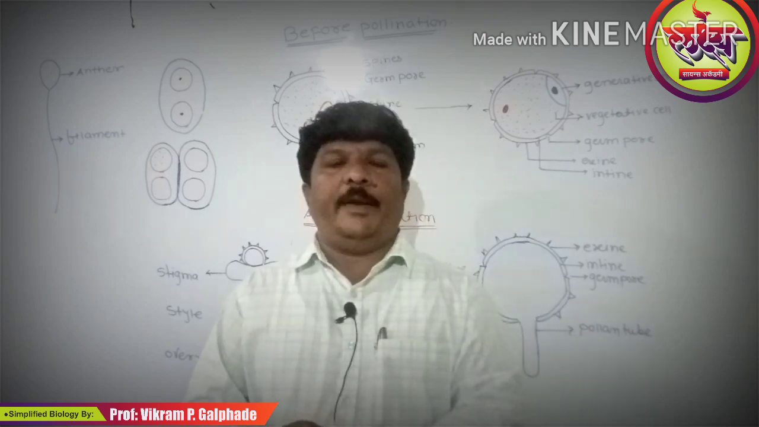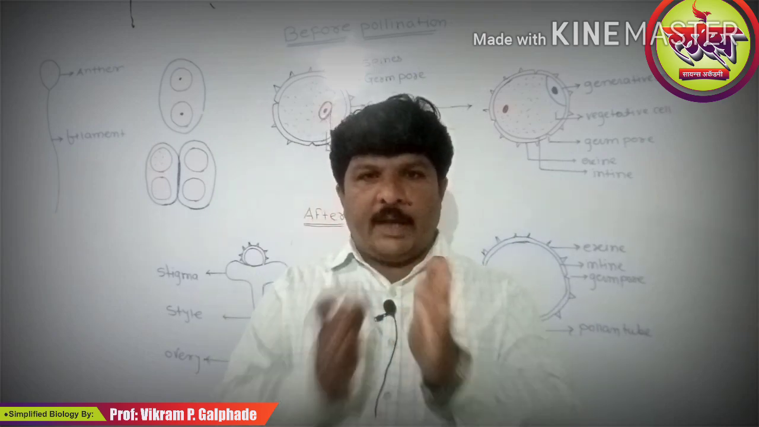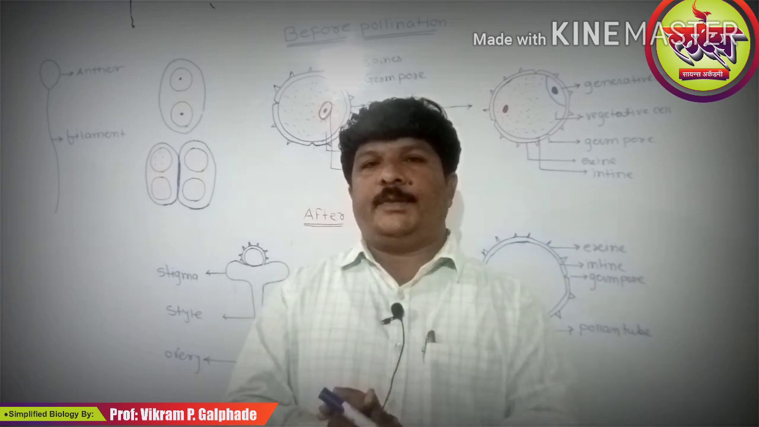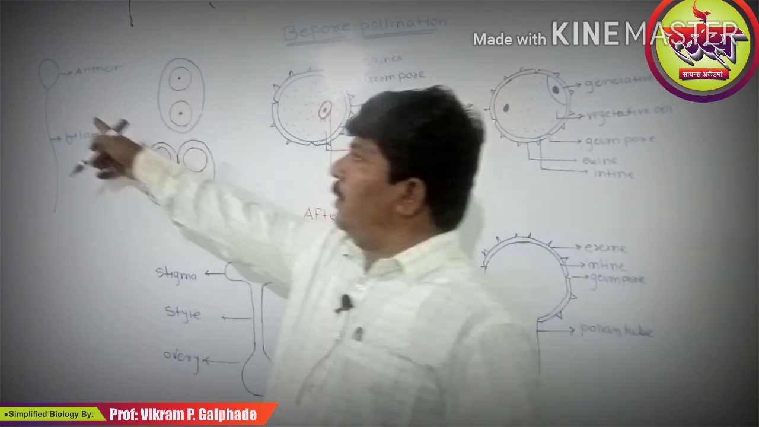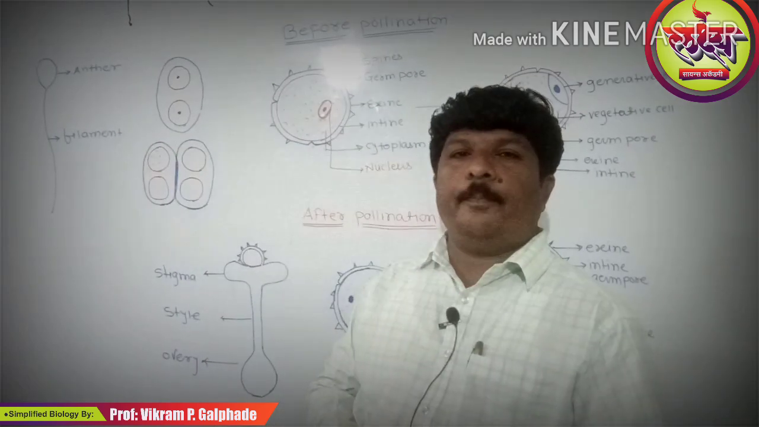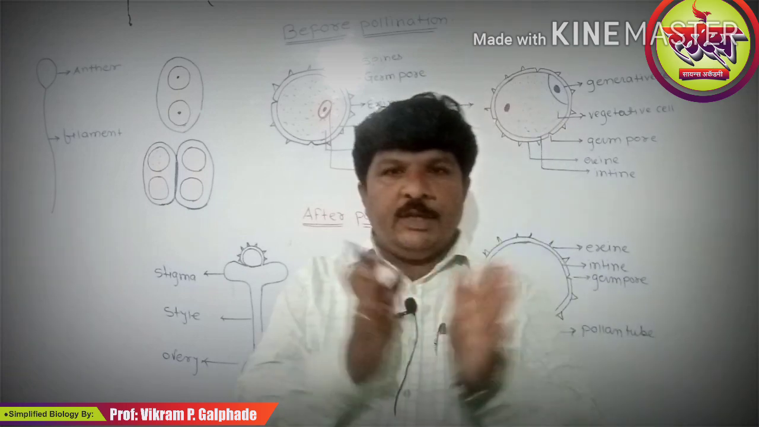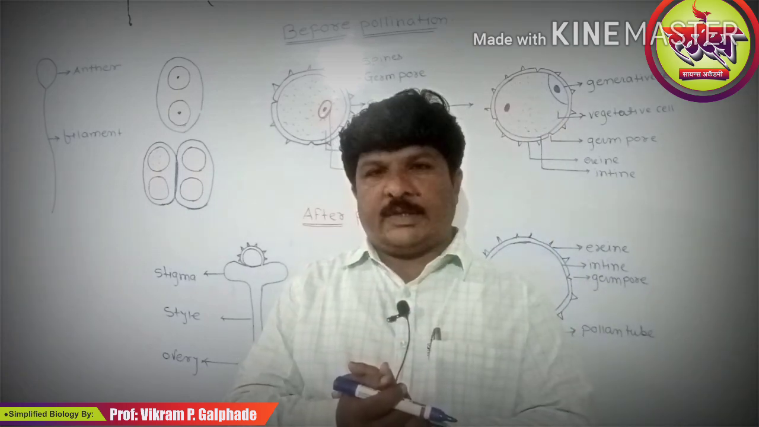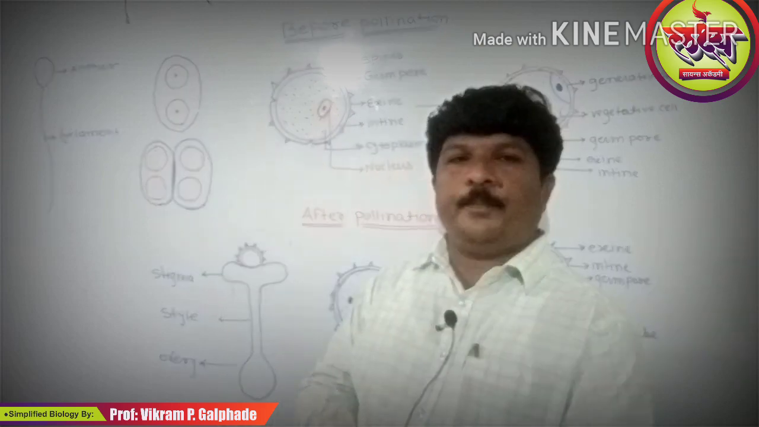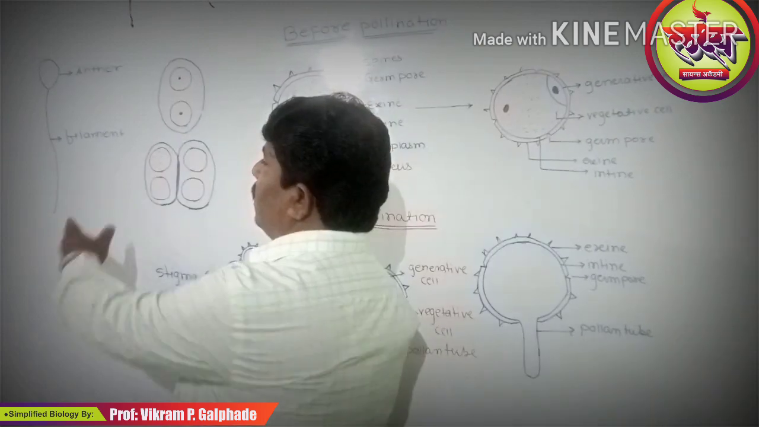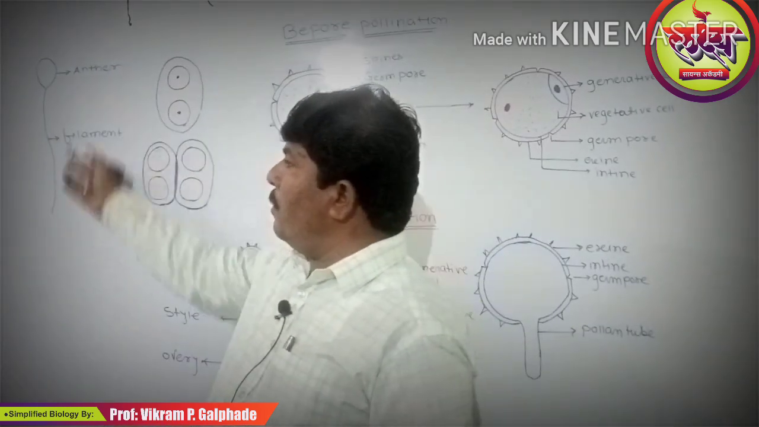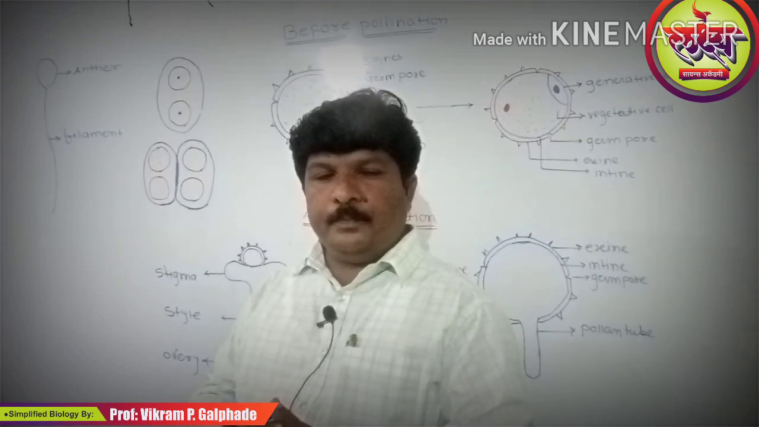Development of the male gametophyte is completed at two different places: before pollination in the anther, and after pollination on the stigma. We will see both of these stages one by one. Before pollination, there is the androecium. It is the male reproductive whorl.